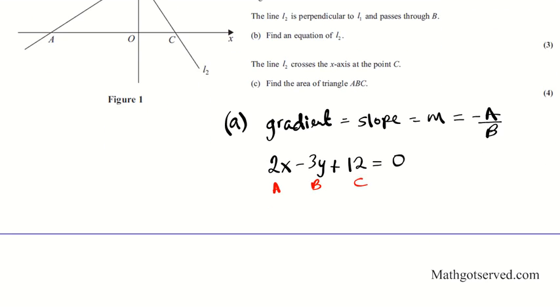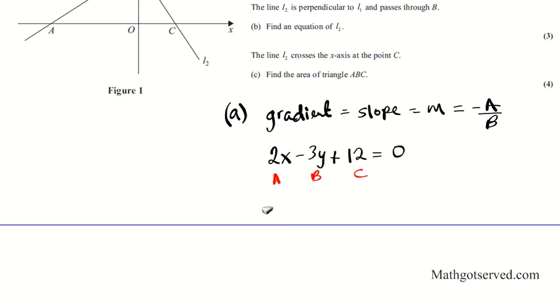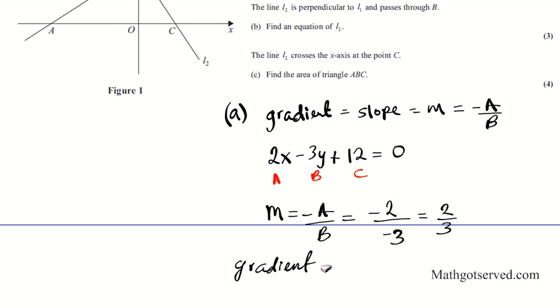If I want to find m, I just need a and b, right? So m, which is negative a over b, is negative 2 over negative 3. Let's not forget the sign there. So the slope m is 2/3. So the gradient of L1 is 2 over 3. All right, so that's that for part A.